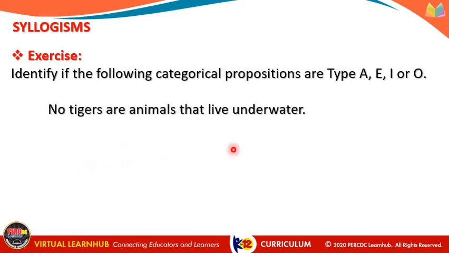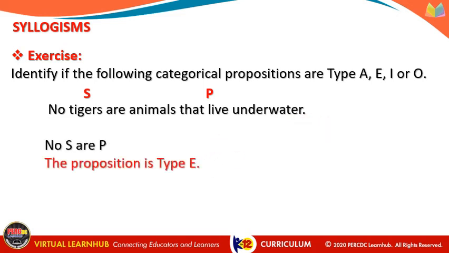Next one, no tigers are animals that live underwater. The subject is tigers. The predicate is animals that live underwater. As we can see here, this proposition follows the no S are P format. Thus, what we have is a type E proposition.